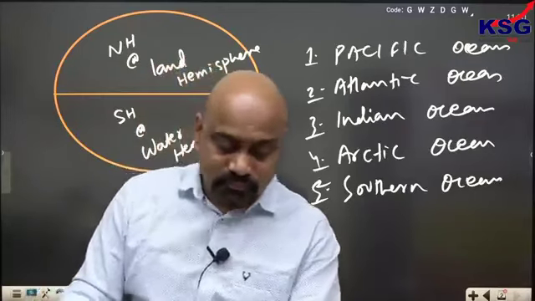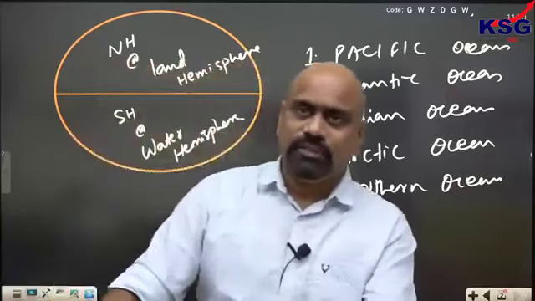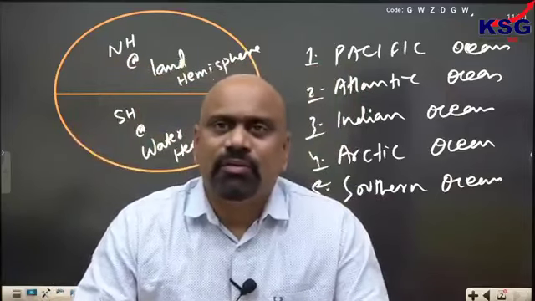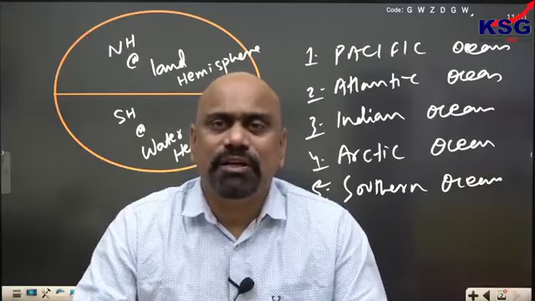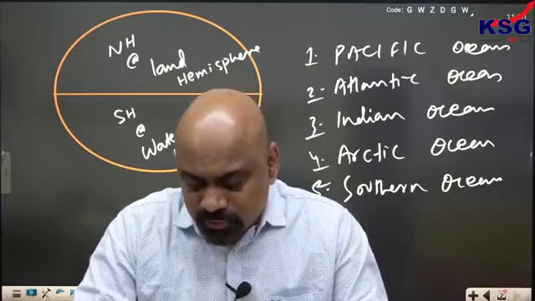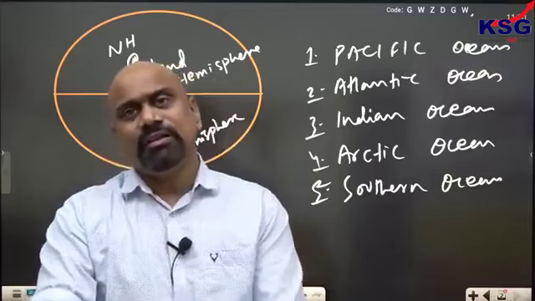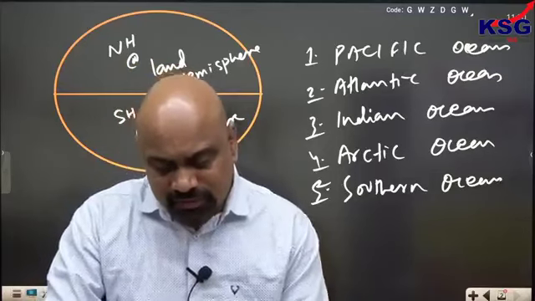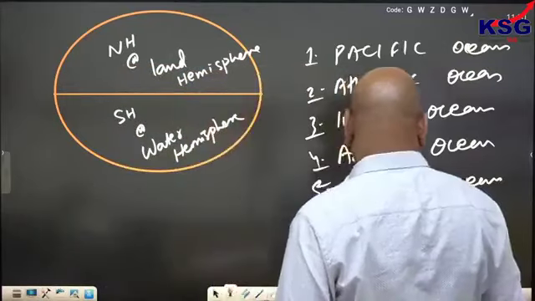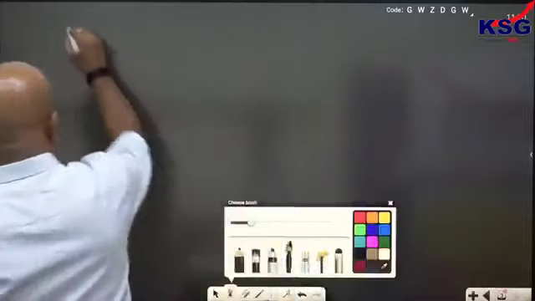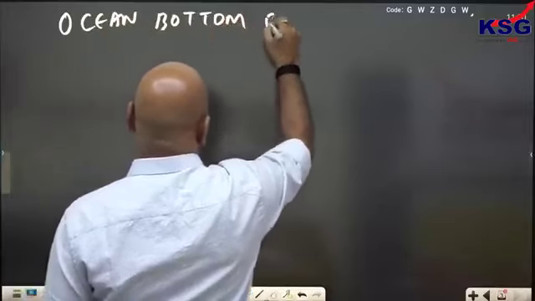Friends, unlike the continent, if you go inside the ocean, there is no homogeneity. There is a lot of heterogeneity in terms of topographic features over the ocean. The ocean floor is subdivided into different things, which is called the ocean bottom relief. So today's topic is ocean bottom relief.